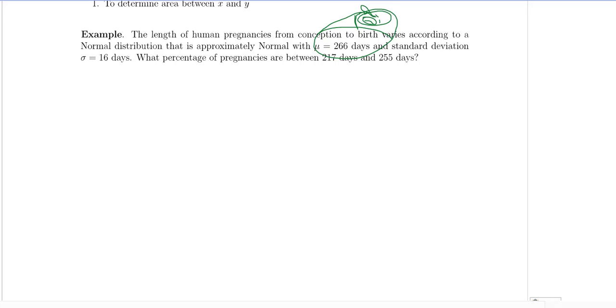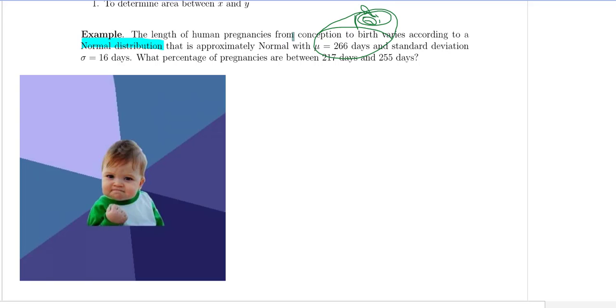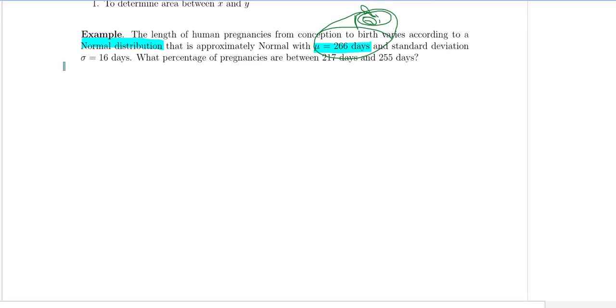Alright, so here we have the length of human pregnancies from conception to birth varies according to a normal distribution. That was nice of them to tell us already that it's a normal distribution. Apparently this distribution happens to also be approximately normal. Great. And we have a mu that's equal to 266 days and a standard deviation sigma, which is 16 days. And what we want to determine is what percentage of pregnancies are between 217 and 255.